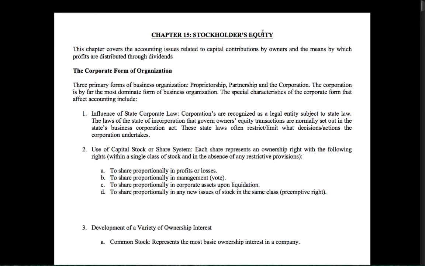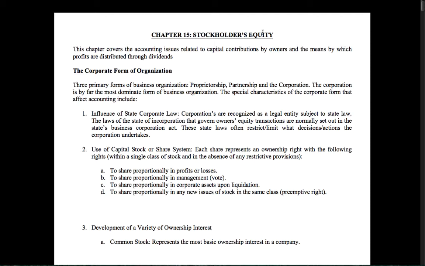Now, let's get started. First, let's discuss the corporate form of the organization. There are three forms of business organization, with the corporation being by far the most dominant form. There are special characteristics that apply to corporations that can affect the accounting that is followed by those corporations. First, corporations are heavily influenced by state laws.